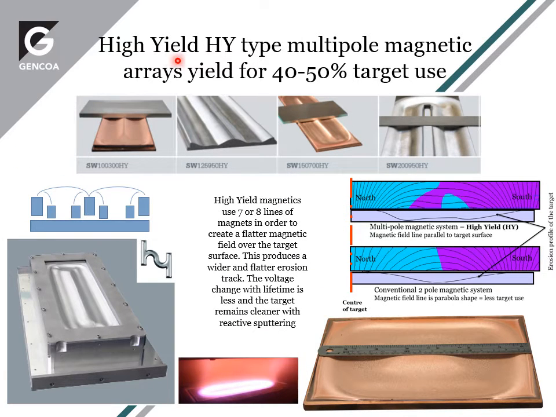High yield design, HY, is our biggest selling product, and it's basically a more complicated system. It's a multi-pole design, 7 or 8 lines of magnets depending on the target width, and that creates a flatter field. A simple two-pole design has loops between 2 poles, and the high yield multi-pole design can produce a flatter field, and this produces a better distribution of plasma and also a flatter target, higher target use.